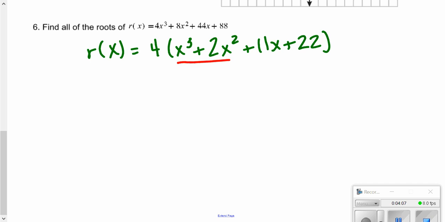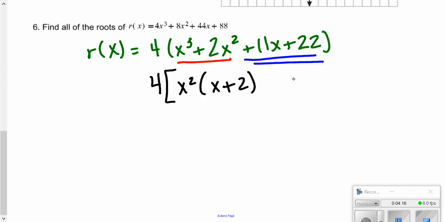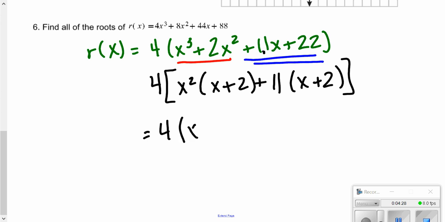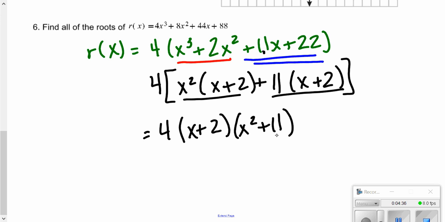And then I still would have done factoring by grouping, perhaps, with these 2 sections. This has x squared and then x plus 2. If factoring by grouping works, this has to be x plus 2, which means I must have this 11. Okay, and so now my factored form has 4. It has x plus 2 factored out of each of these components, and then it has x squared plus 11. So there's my factored form, and it's said to find all the roots, so I want to let each of those factors equal 0.